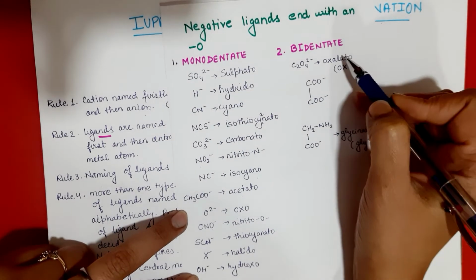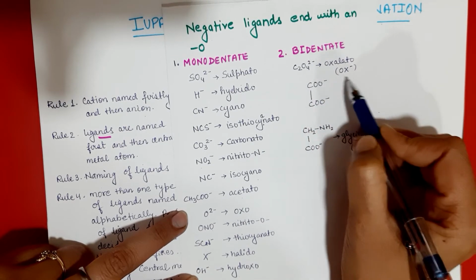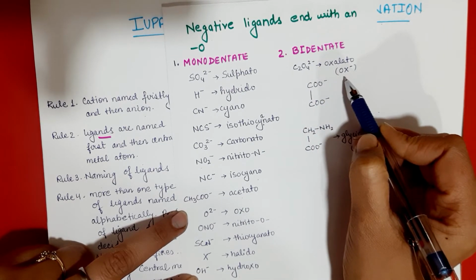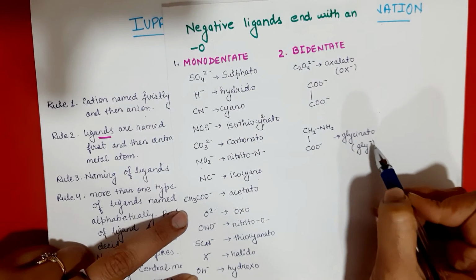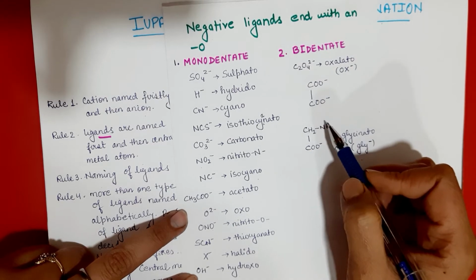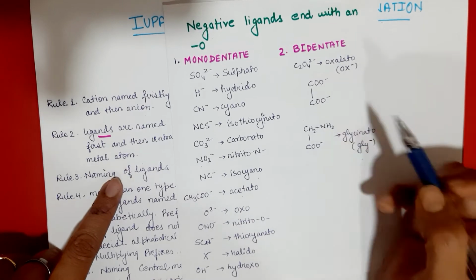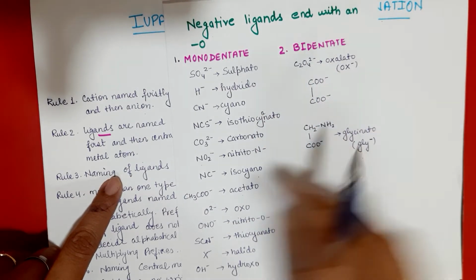Some are bidentate ligands also. Oxalato, which is abbreviated as OX, and glycinato, which we abbreviate as GLY. The formula is this. So naming of ligands consists of these parts to learn.